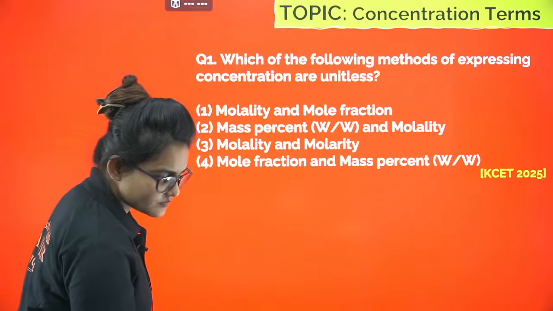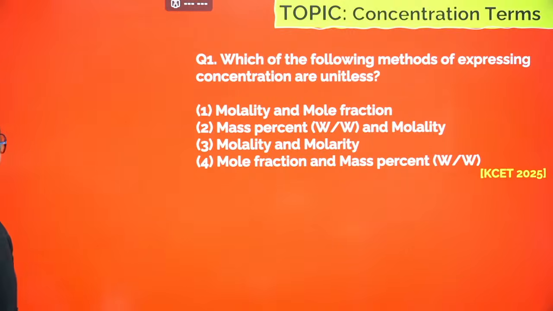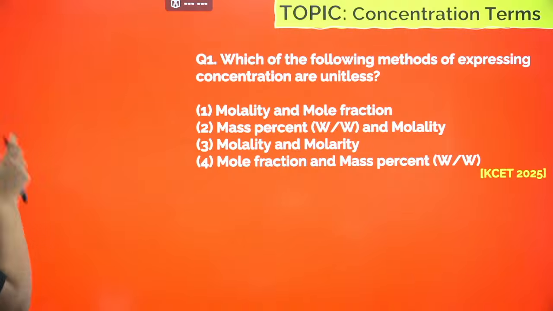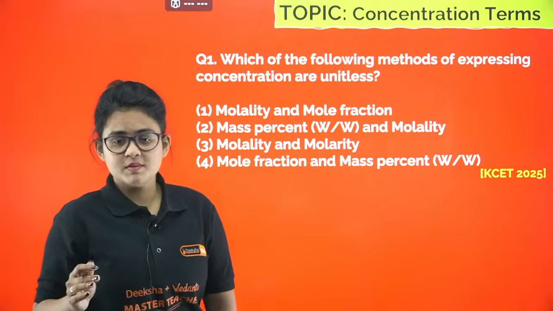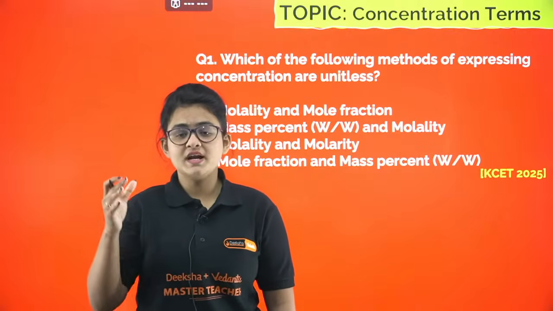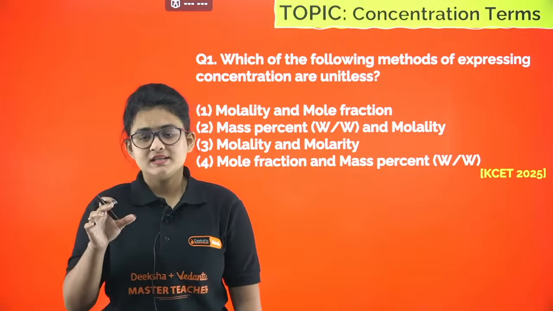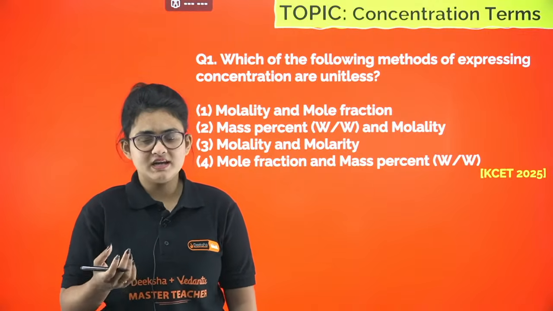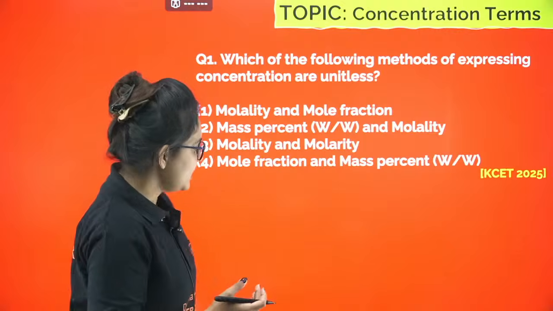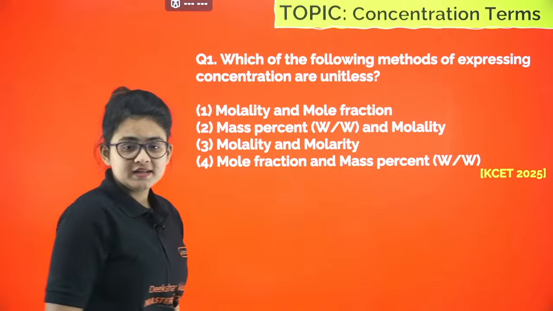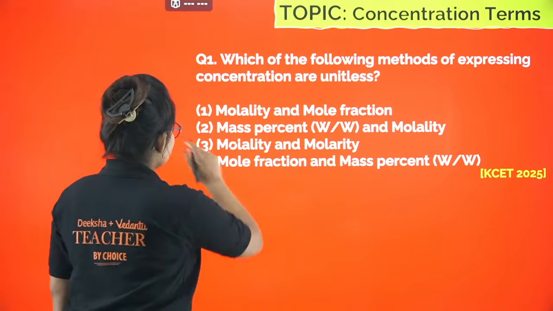Okay, so here you can see the first question: which of the following methods of expressing concentration are unitless? Whenever it comes to unitless, if the numerator and the denominator are of the same unit, then they get cancelled out and give you a unitless quantity, right? So mole fraction and mass percentage are basically unitless quantities.